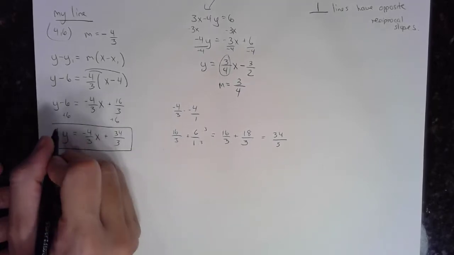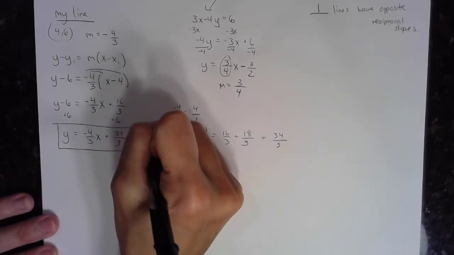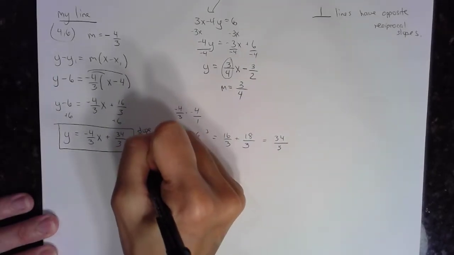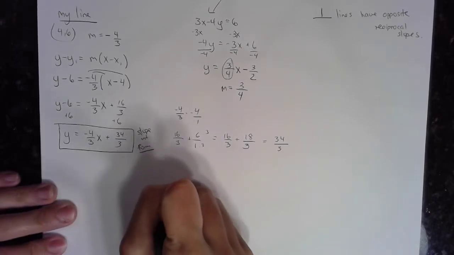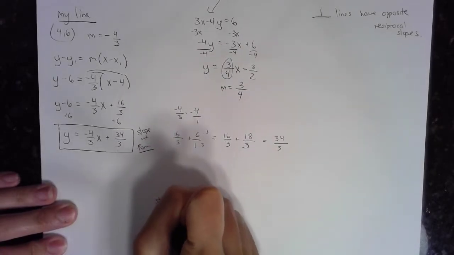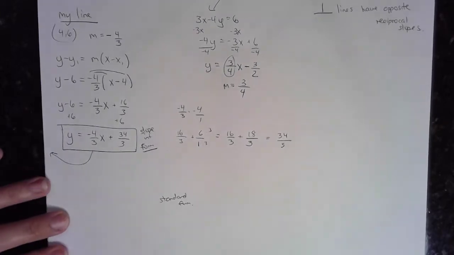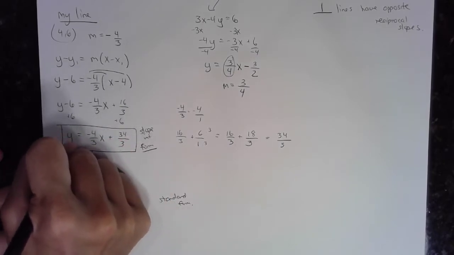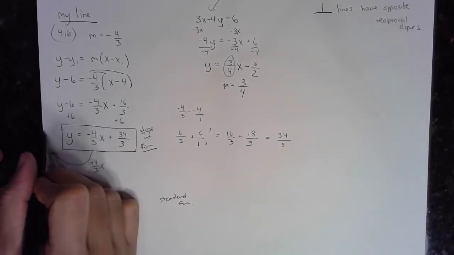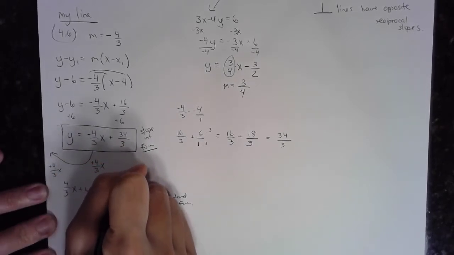Last but not least, to convert into standard form, because you could be asked for slope-intercept form or standard form, know how to do both. Here I am in slope-intercept form. So if I were asked to write the equation in slope-intercept form, I would be done. If I were asked for standard form, I have a little bit more work to do, right? I need to get my x term to the left. Same thing, same process over and over again. This time I'm going to add the 4/3 x to both sides to move it across the equal sign. 4/3 x plus y is 34/3.